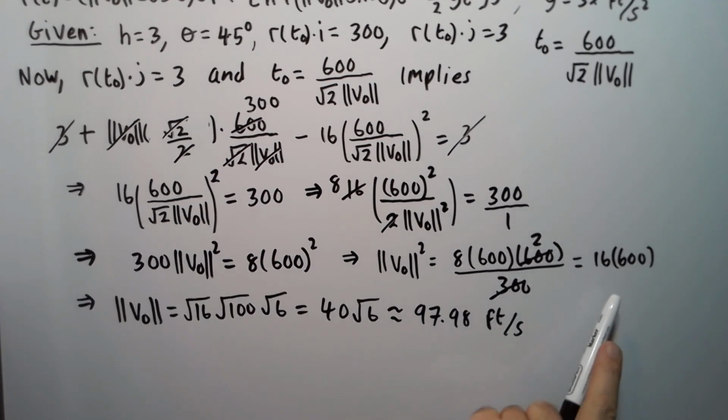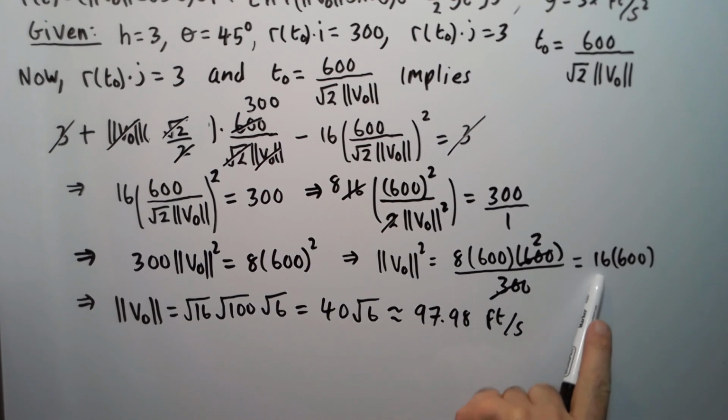Okay, so taking the square root, well, the square root of 16, and 600 can break up as 100 times 6. So we have the square root of 16 times the square root of 100 times the square root of 6. That's going to be 4 times 10, so 40 square root of 6. Plugging into your calculator, you can check it's roughly 97.98 feet per second. Okay, so that's our initial velocity.